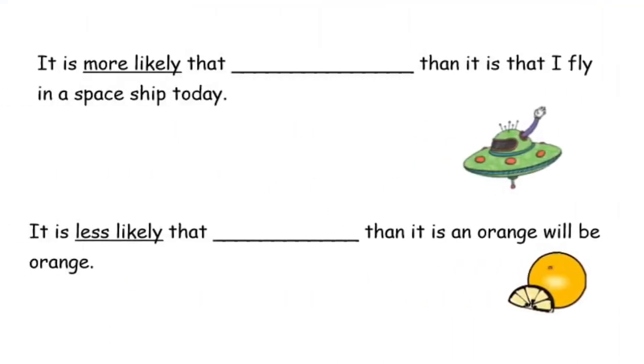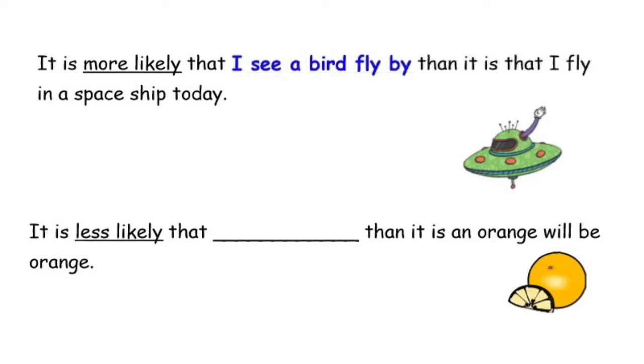Now that we know our words, let's use them with sentences. The first one says, it's more likely that blank than it is that I fly in a spaceship today. Do you have any ideas for that one? My idea was, it is more likely that I see a bird fly by than it is that I fly in a spaceship today, because I see birds fly by pretty often.